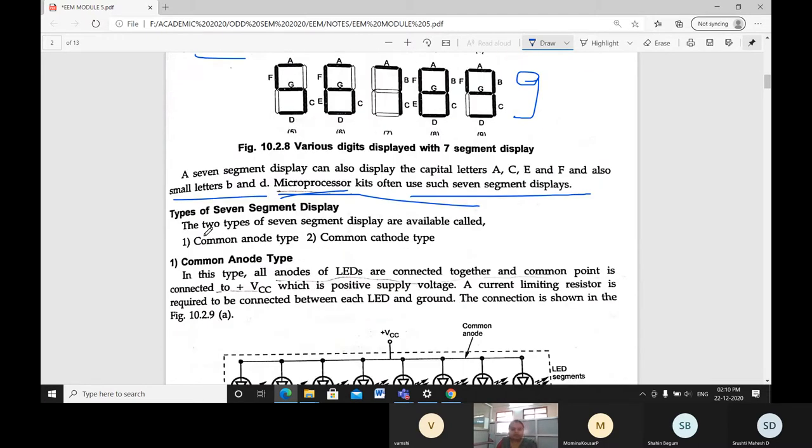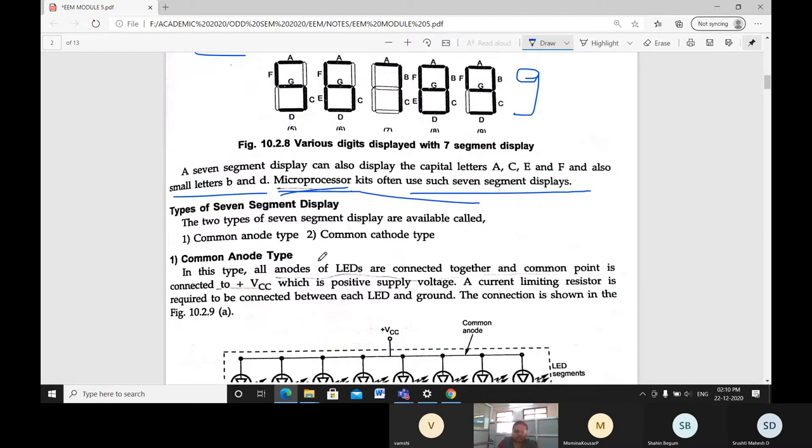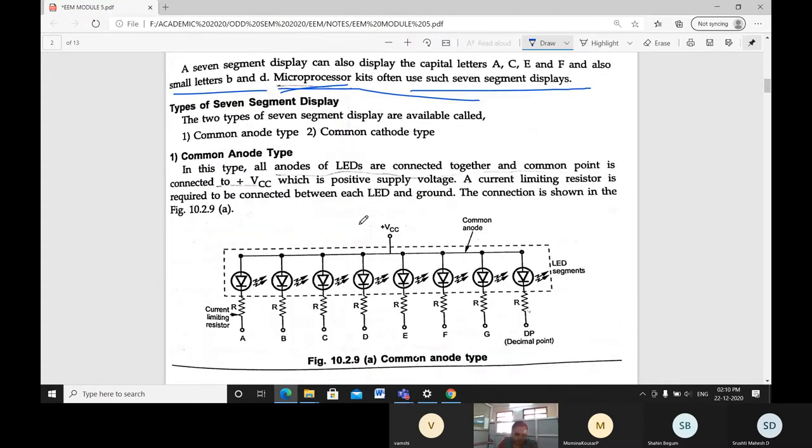Then if you go for the types of 7-segment display, the first one is the common anode type and the second is the common cathode type. What is the common anode type? In this case, all the anodes of the LEDs are connected and the common point is connected to the plus VCC. Observe this diagram. All the anodes are connected and given to the VCC. For that reason, it's given the name common anode.